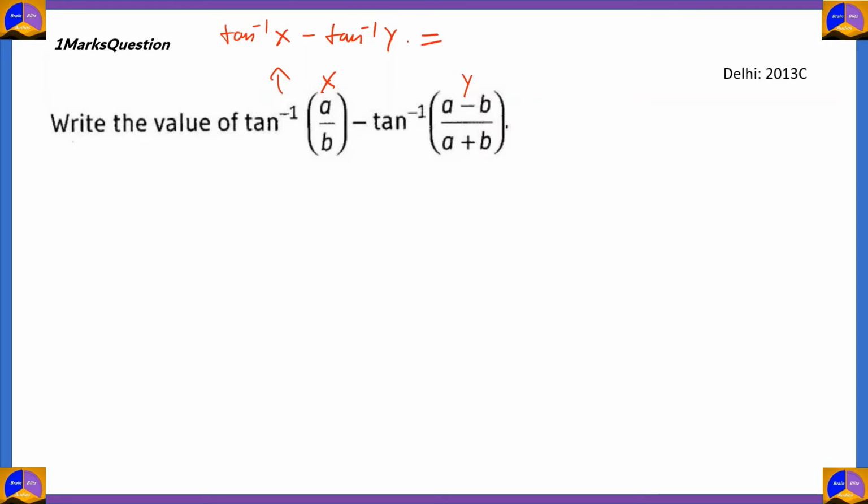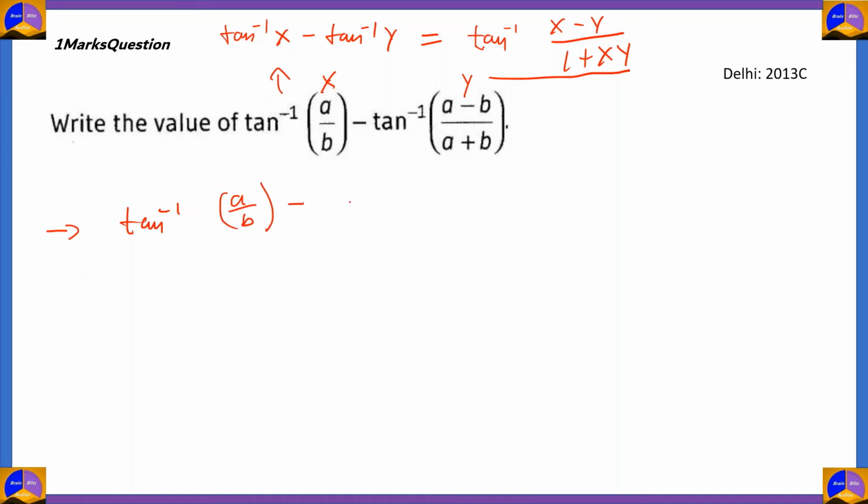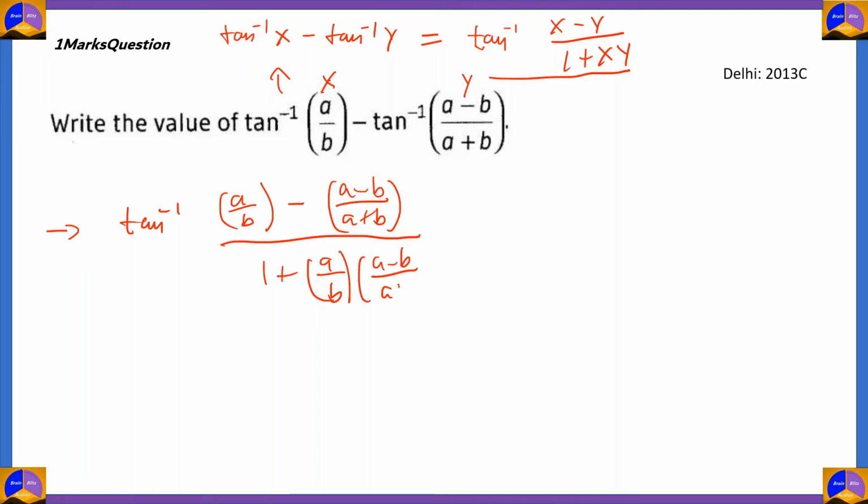And what is the formula for tan inverse x minus tan inverse y? We get the right hand side as tan inverse of x minus y by 1 plus xy. So we'll just put the values of x and y into our RHS in order to find the value of this question. So it'll be tan inverse of a by b minus a minus b by a plus b, whole divided by 1 plus a by b into a minus b by a plus b.